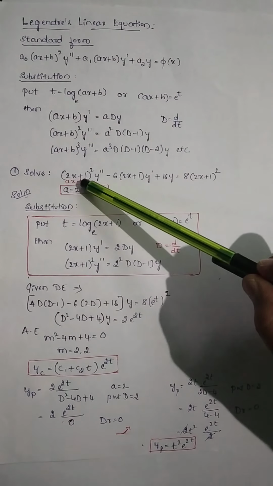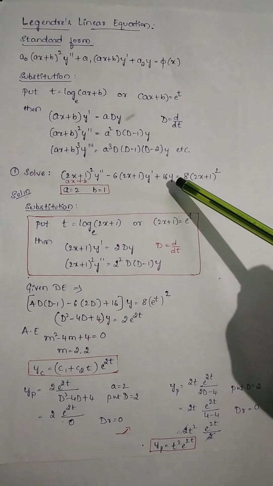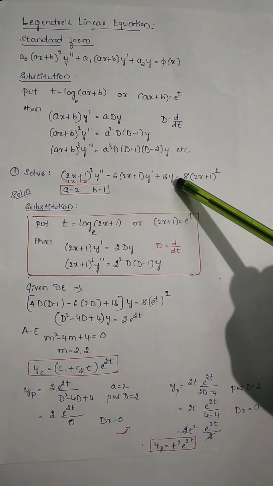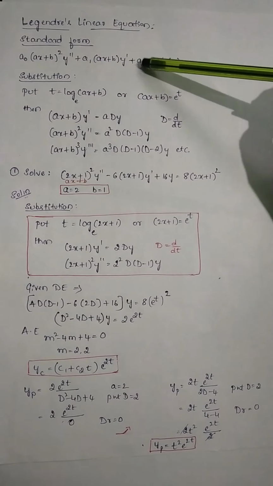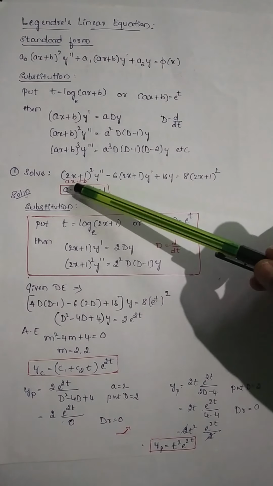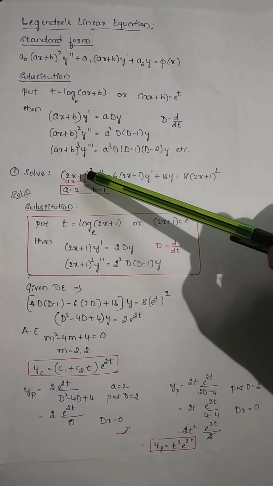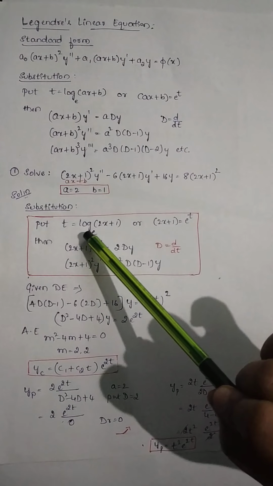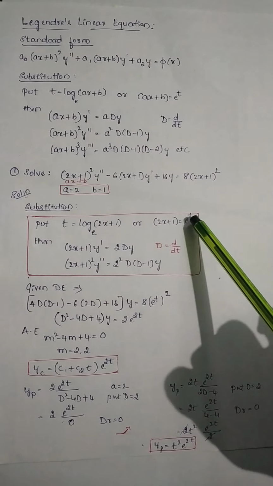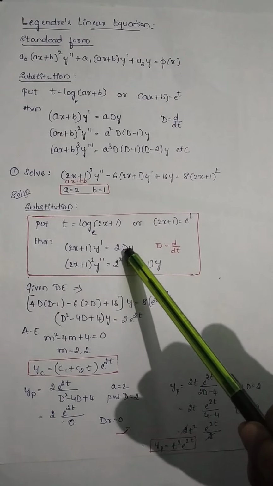Solve (2x + 1)² y'' − 6(2x + 1) y' + 16y = 8(2x + 1)². When you compare this with the standard form of Legendre's, you will easily identify the ax + b form, where a = 2 and b = 1. Now take t = log(2x + 1), or 2x + 1 = e^t.